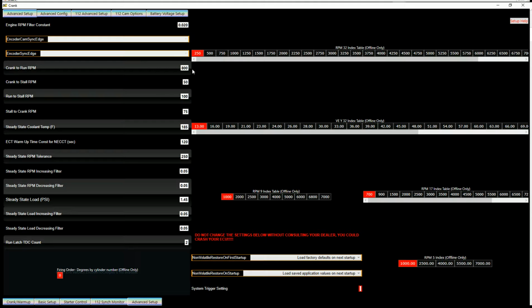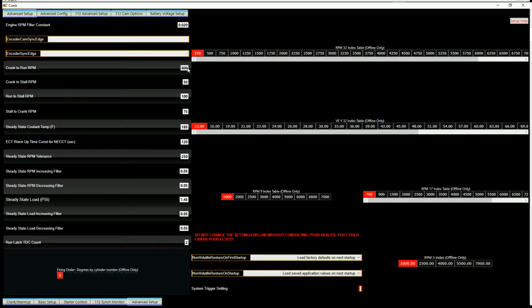At first glance, this might seem a little bit high, but your starter's probably spinning 150 to 200 RPM. So this is basically saying I'm going to get cranking and fueling information from the crank tab until I exceed 800 RPM. Once it exceeds 800 RPM, it's going to switch into the run mode as long as it's seen this many TDC counts. So it's going to sync as long as it's seen at least 2 syncs while the engine's firing. Then it's going to go into the run mode as long as this value is exceeded.